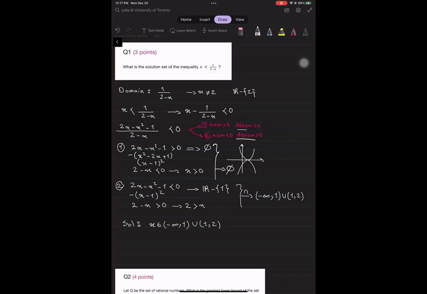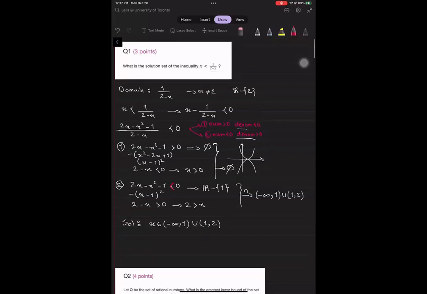It's not a square bracket because here we're looking for smaller, so we don't want the equal part for it.